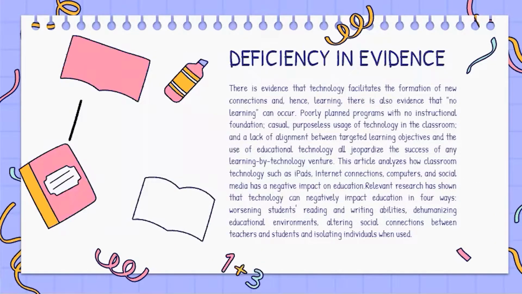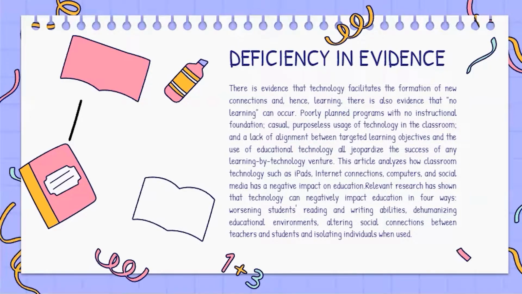And the next slide is deficiency in evidence. There is evidence that technology facilitates the formation of new connections and hence learning. There is also evidence that no learning can occur. Poorly planned programs with no instructional foundation, casual purposeless uses of technology in the classroom, and a lack of alignment between target learning objectives and the use of educational technology all jeopardize the success of any learning by technology venture.